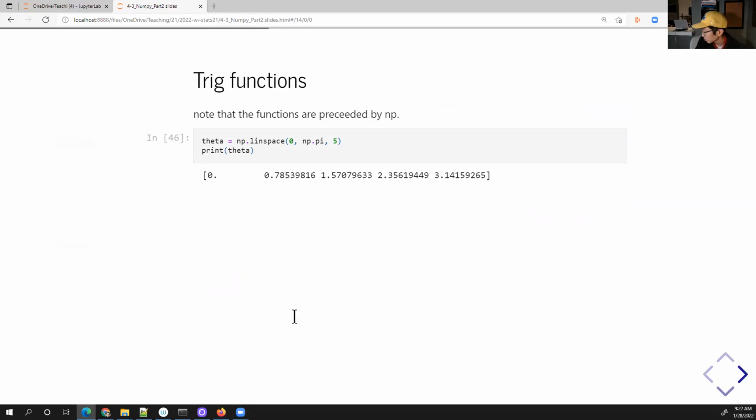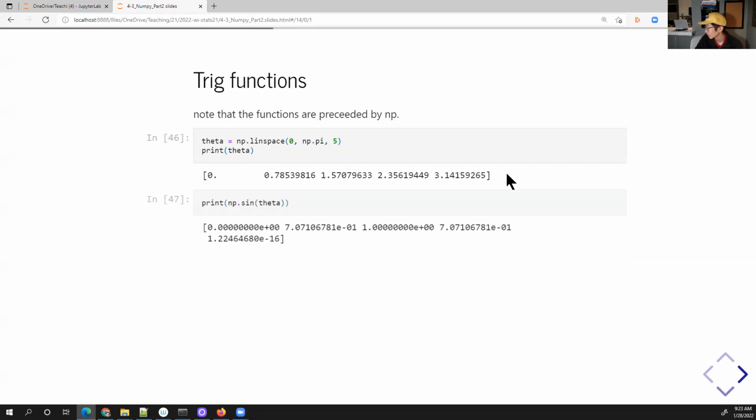We have some trig functions. Here I'm going to create a vector from 0 to pi. I want 5 elements, so this is 0, 1/4 pi, 1/2 pi, 3/4 pi, and pi. So this is spaced out by quarters. Think of it as 45 degrees, 90 degrees, 135, and 180 degrees, the equivalent in radians. All right, and so you have a bunch of trig functions.